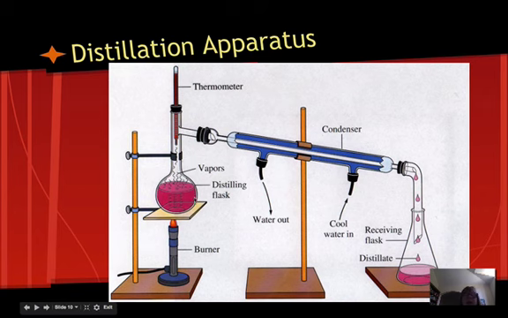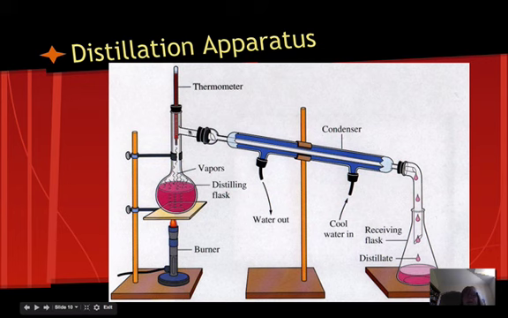Here's our flask. Let's pretend we have alcohol, which has a lower boiling point than water, and water. We heat it up, and the alcohol will start to vaporize, or boil, first. This thermometer, placed right below where the connector is, will tell you the boiling point of that liquid.